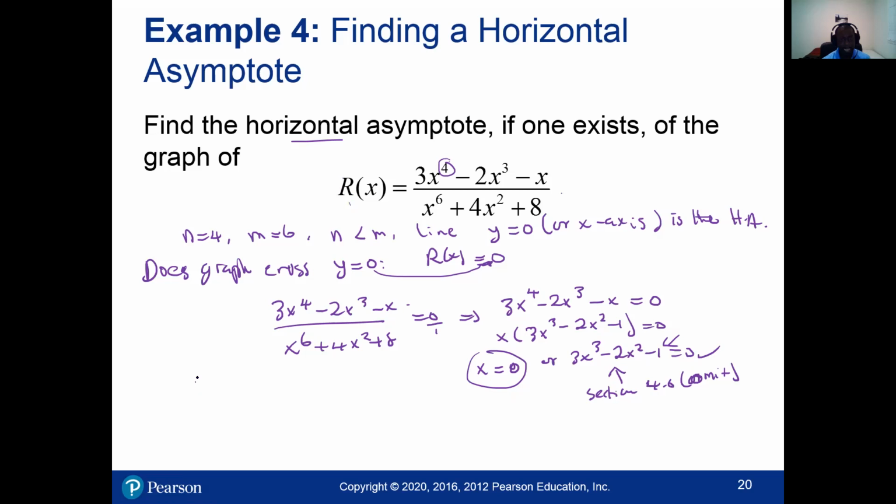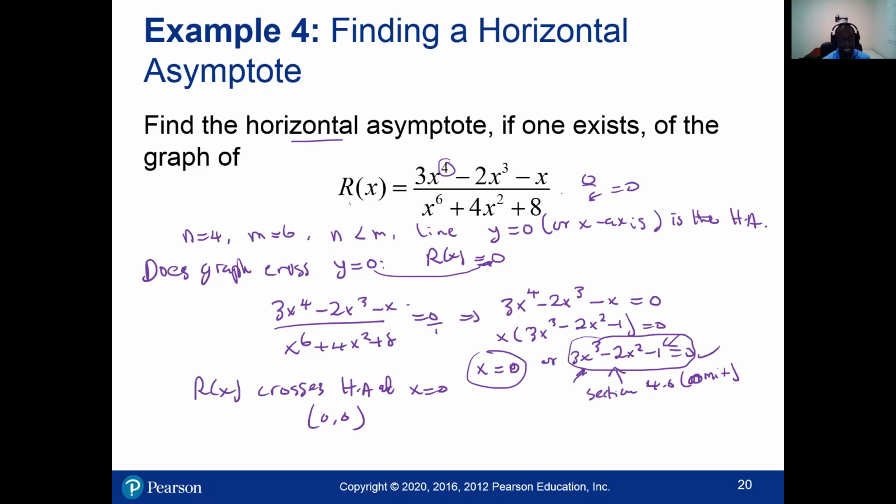So at least we know that r of x crosses the horizontal asymptote at x is equal to 0. So when x is equal to 0, what is y? You plug it back into the original, and you're going to have 0 over 8, which is 0. So at the origin, it crosses at one place. There are other places we could get by solving that equation. We're going to leave it like this.